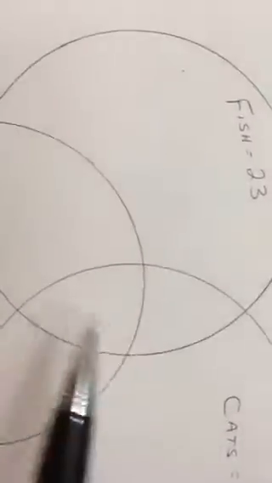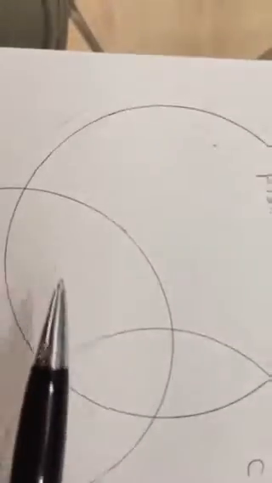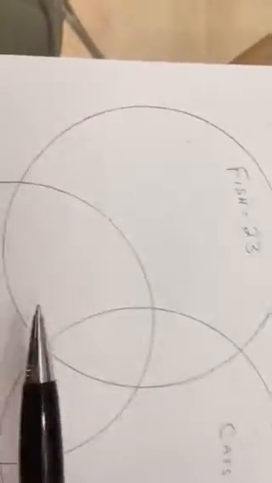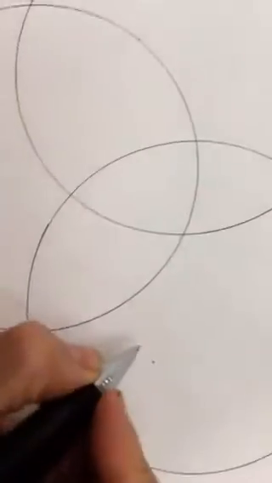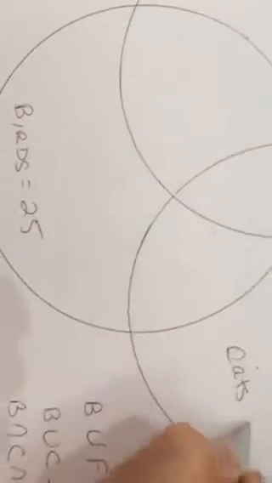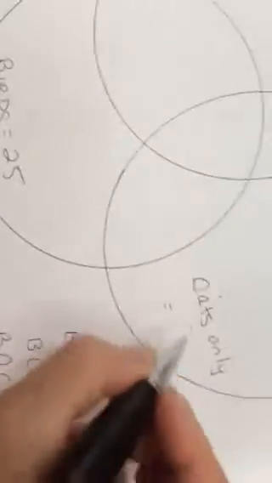So we know this whole circle is 23. What we need to determine are these smaller sections of the circle that intersect with the other circles. We need to know what numbers go in all of these various spaces, and we can do that with the information that we have. We were also told that cats only equals 7.